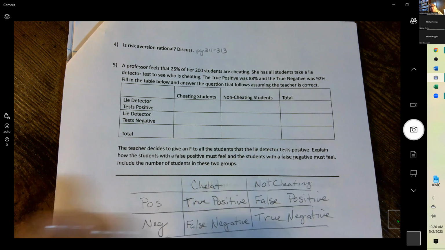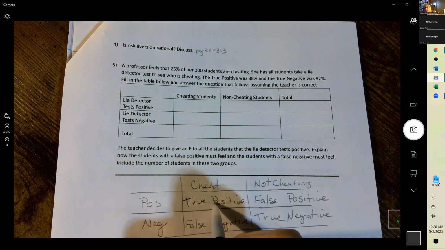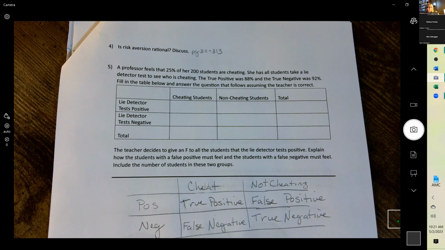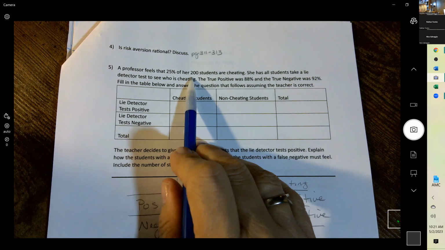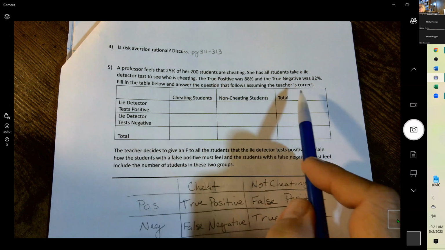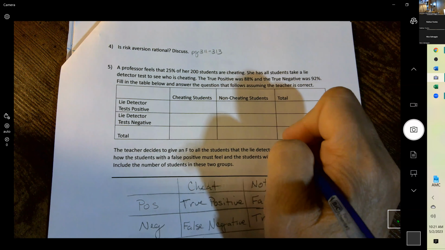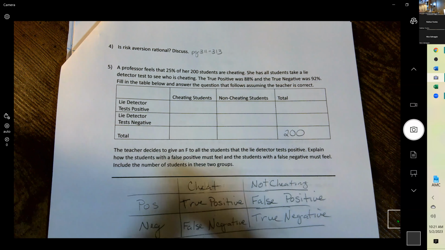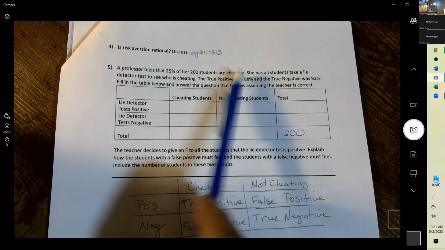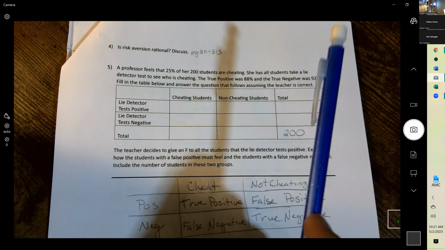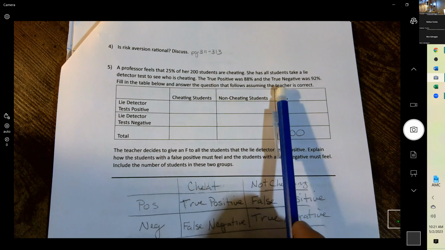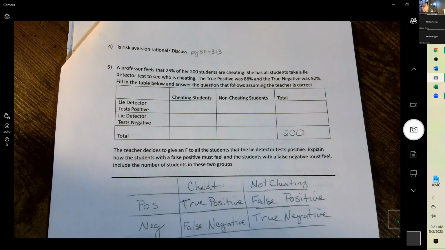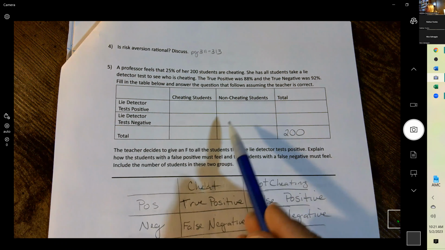As long as your tests are going across those places, they always land there. This is always the true positive and the false positive. This is always false negative and true negative. We're told 200 students. That's our total. 25% of our 200 students are cheating. Answer the questions that follow, assuming the teacher is correct. So we're assuming 25% cheat. That should get you this bottom row.